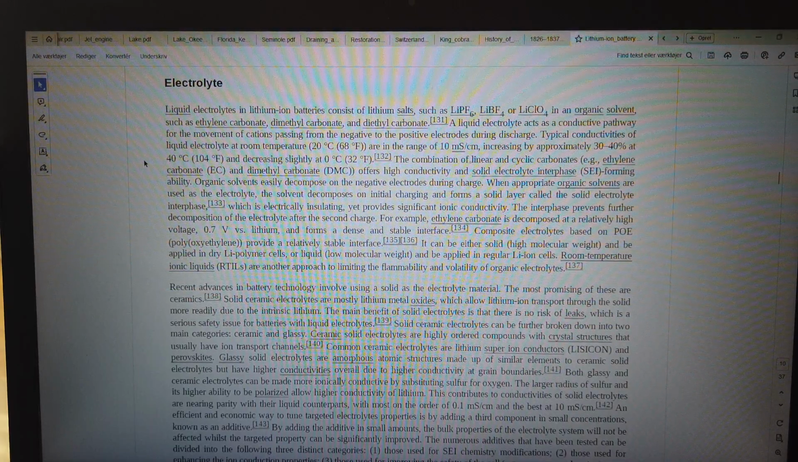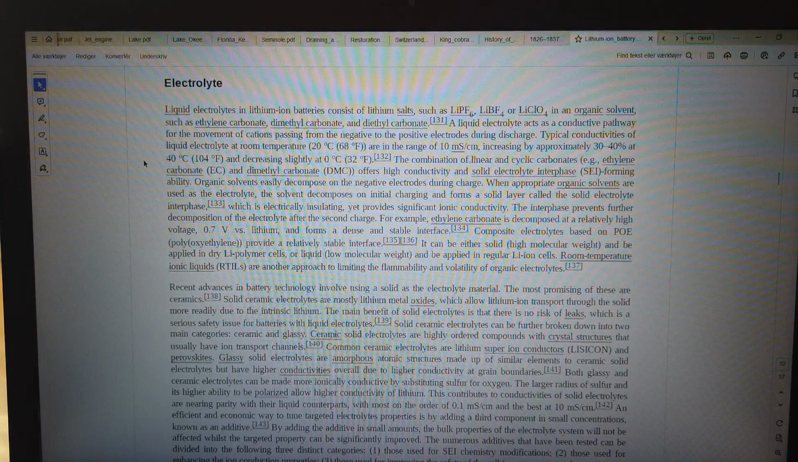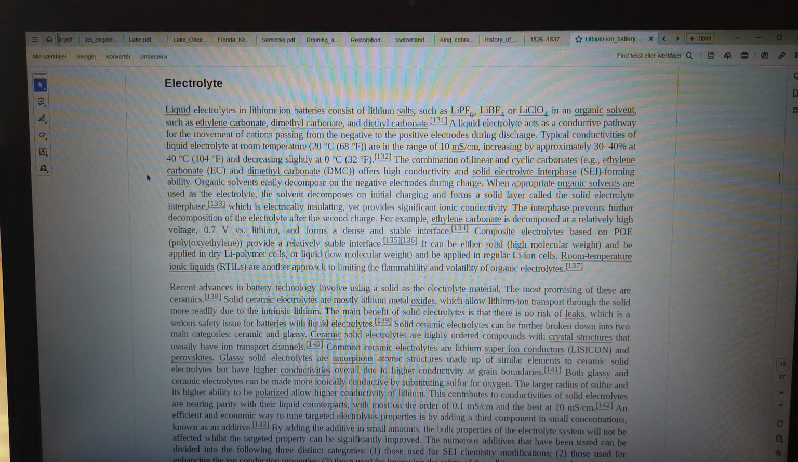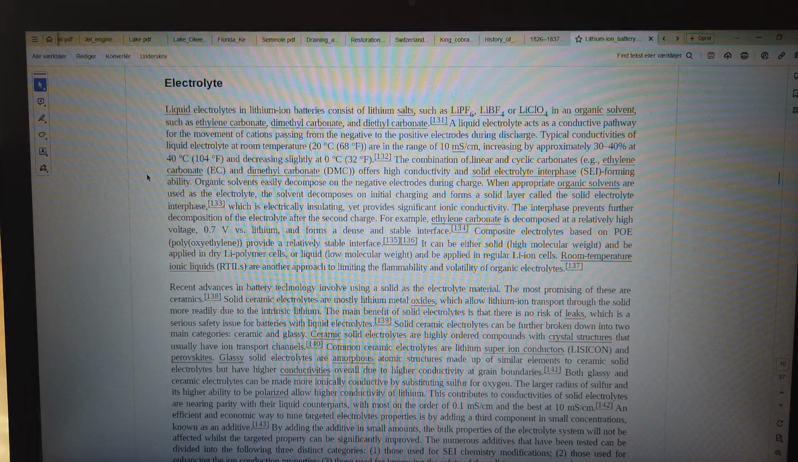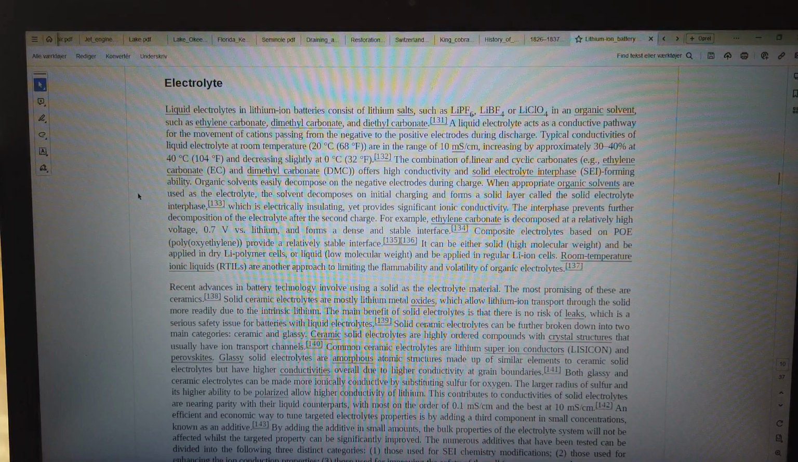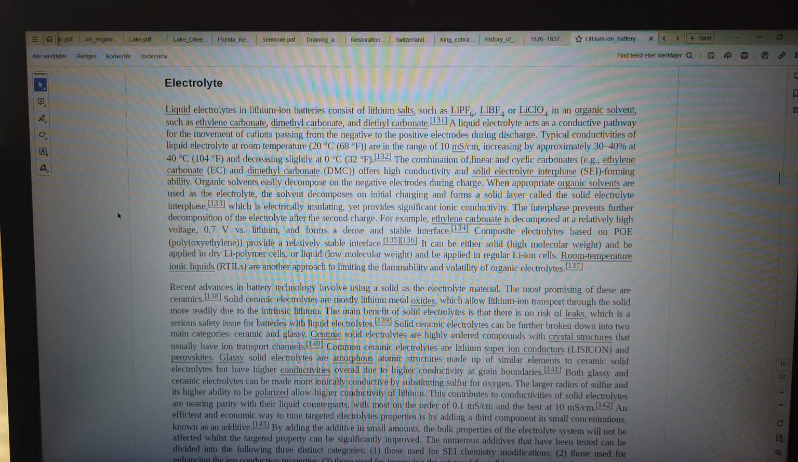132. The combination of linear and cyclic carbonates, for example, ethylene carbonate, EC, and dimethyl carbonate, DMC, offers high conductivity and solid electrolyte interface, SEI, forming ability. Organic solvents easily decompose on the negative electrodes during charge. When appropriate, organic solvents are reused as the electrolyte. The solvent decomposes on initial charging and forms a solid layer called the solid electrolyte interface.